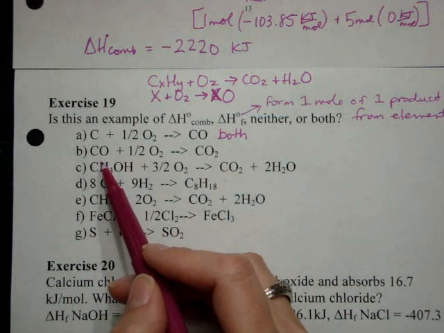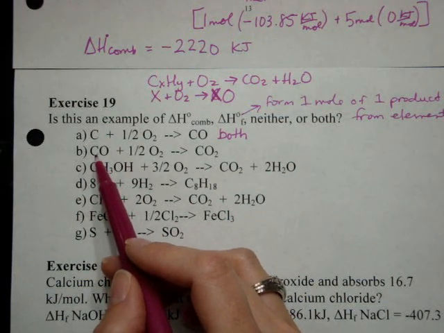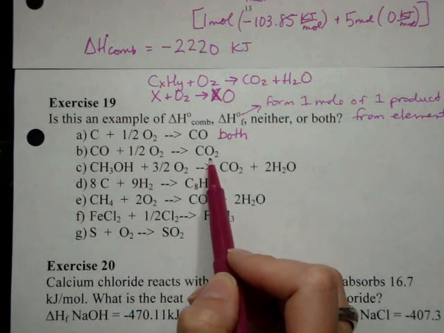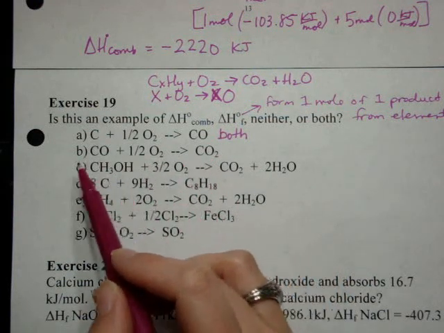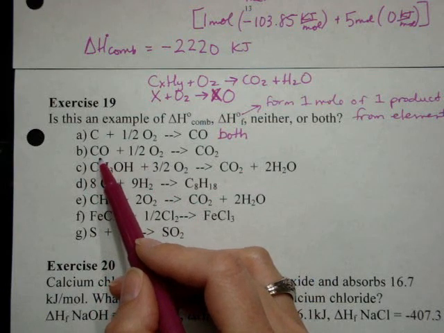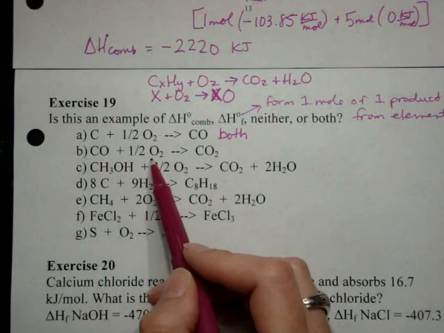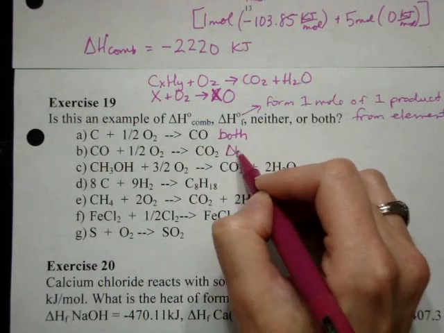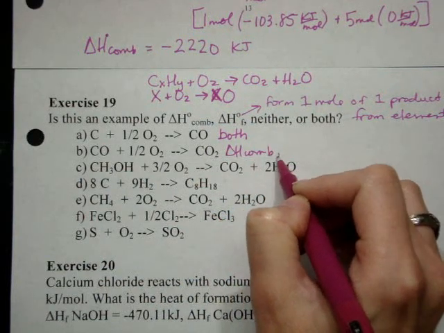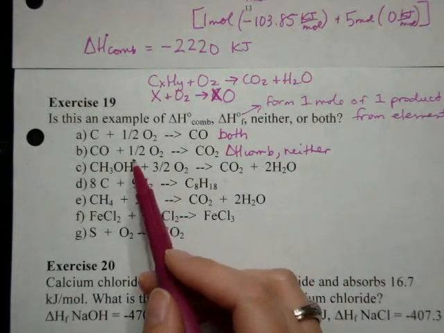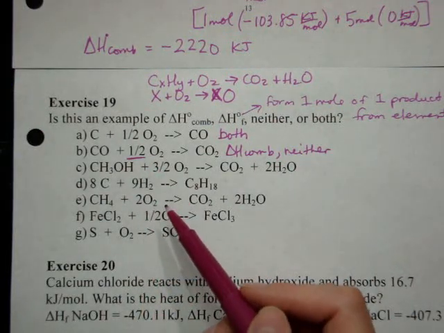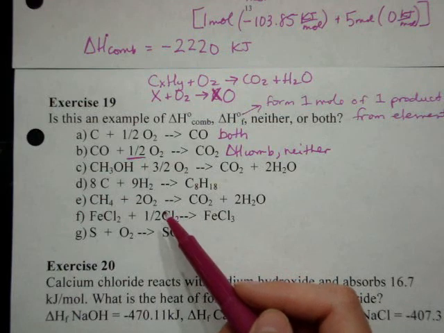For B, we have carbon monoxide plus 1/2 of an oxygen yields CO2. We are forming 1 mole of product, but we're using something that's not an element here. So this could not be considered an enthalpy of formation. You might consider it a combustion. So I would say it would either be an enthalpy of combustion or neither. And the reason I might even say neither is that you're really not supposed to have a fractional coefficient unless you're talking about an enthalpy of formation.